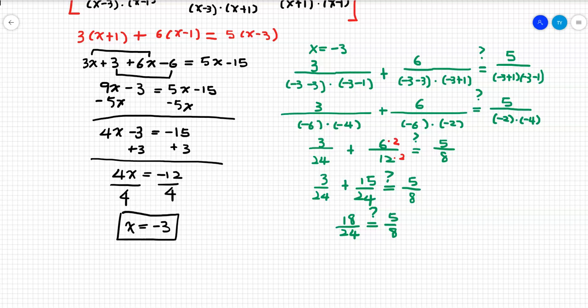Did I make a mistake here somewhere? Let me see. I need to go back and make sure that this is the correct answer, because otherwise it doesn't look right. Okay, so we need to check this out here.